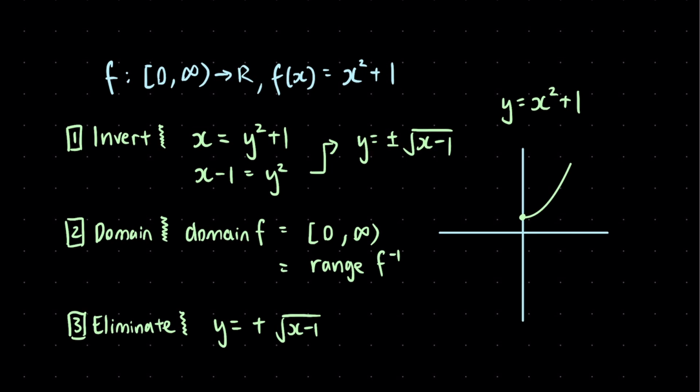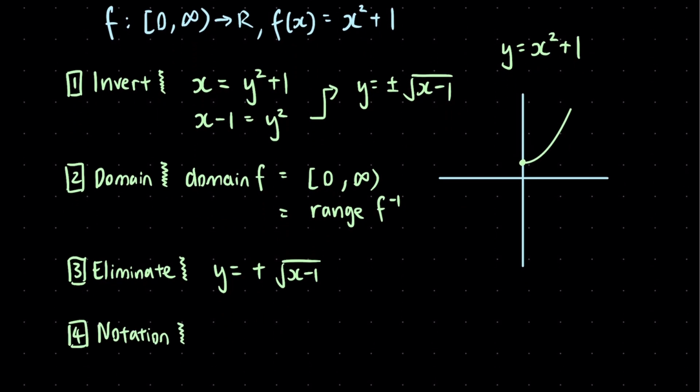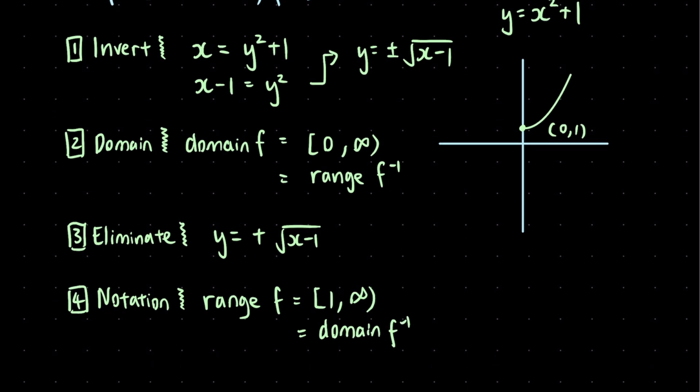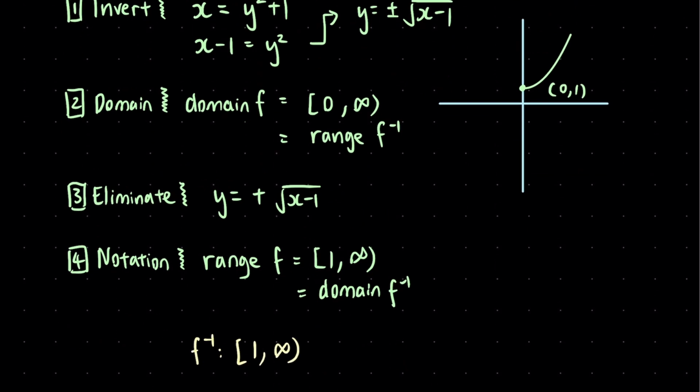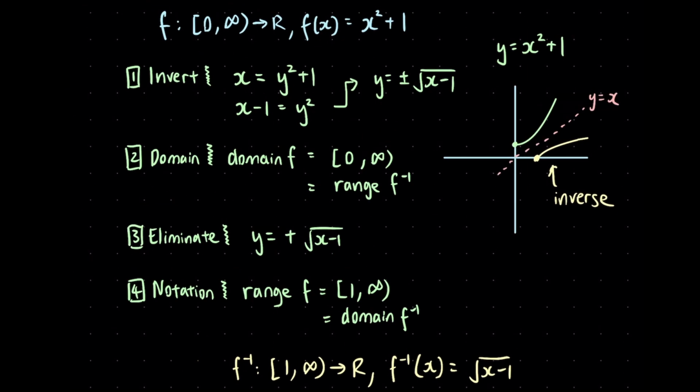Now, we can write this in function notation, but we're just missing the domain of the inverse function. So to find the domain, we need to use this rule that the range of our original function is equal to the domain of the inverse function. So the range of our original function starts from 1 because that is our lowest y value, and it goes all the way to infinity. So our range is 1 to infinity. Since that's the range of our original function, that means the domain of our inverse function is also 1 to infinity. So the full function notation for our inverse function is this. And that's the process for finding inverse functions, including the domain and range.